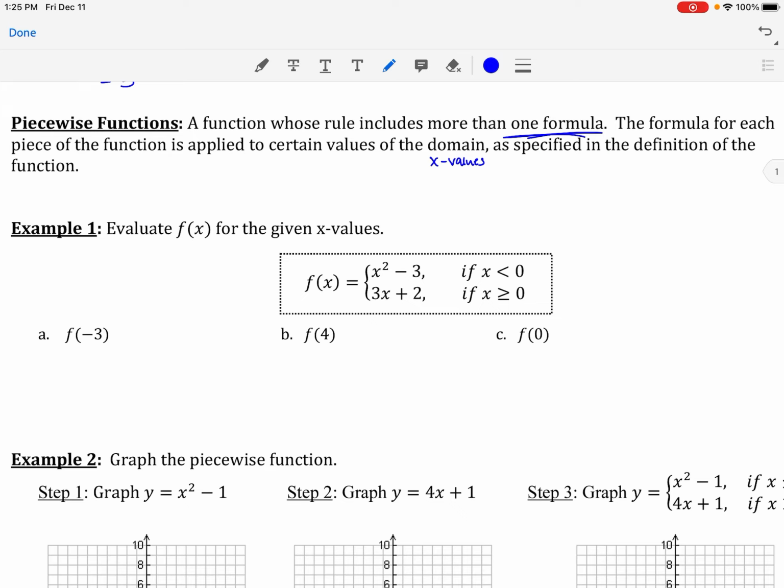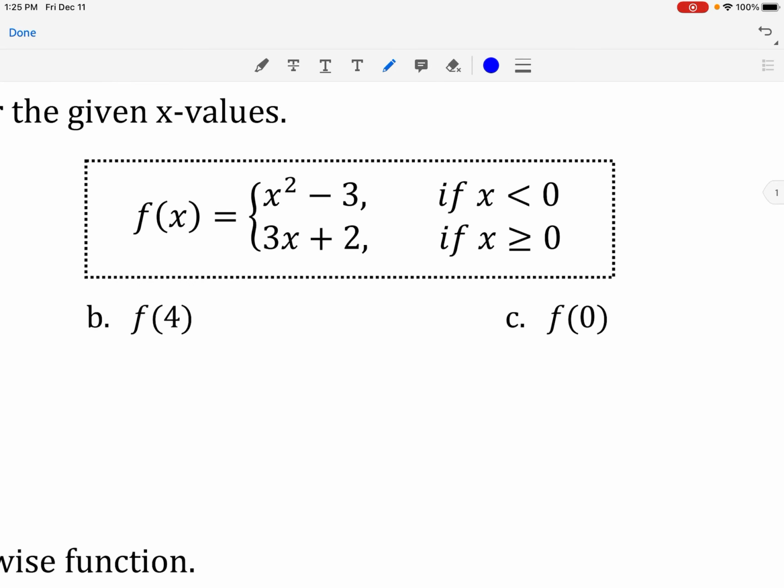This is an example of a piecewise function, and in our definition we're given two different rules. We have this rule and we have this rule. Both of those rules apply, but the definition also includes that we only use the top rule if x is less than 0, and we use the bottom rule if x is greater than or equal to 0. So it depends on which x value we're given as to which piece of the function we're going to use.